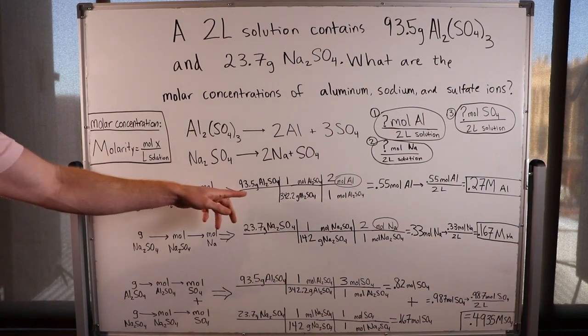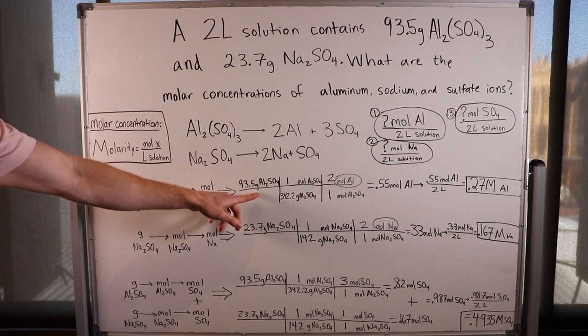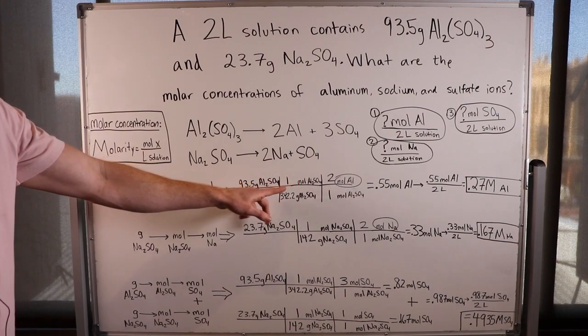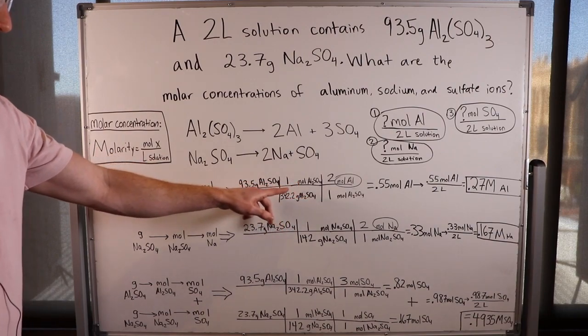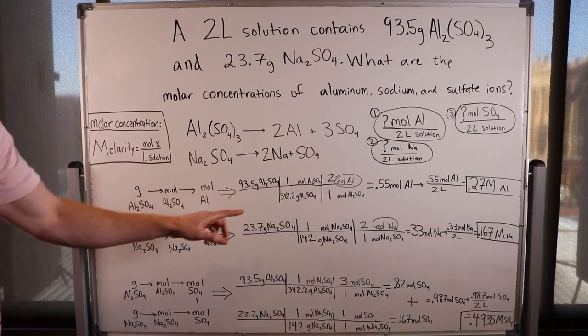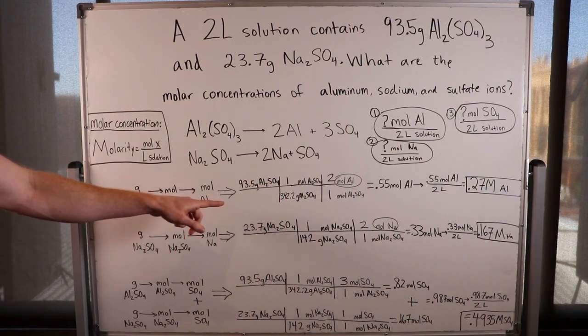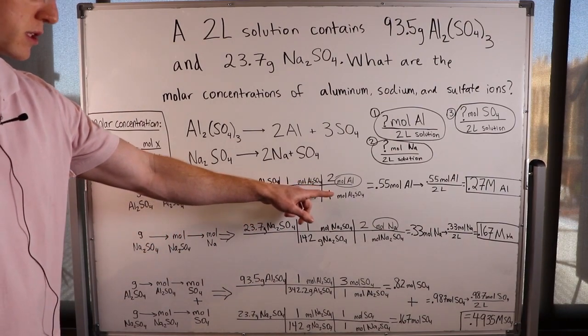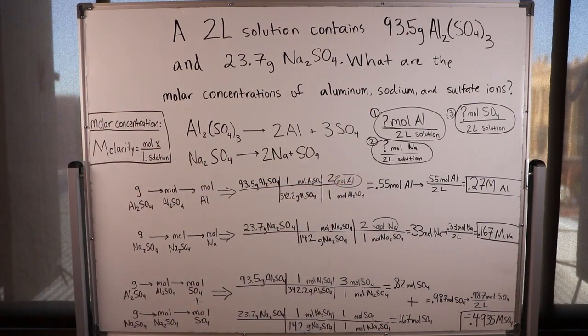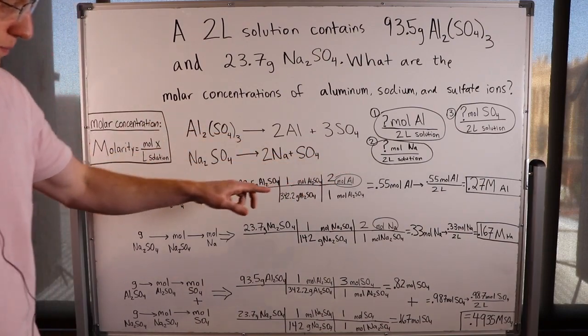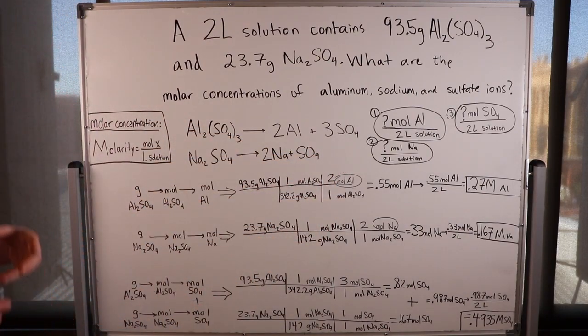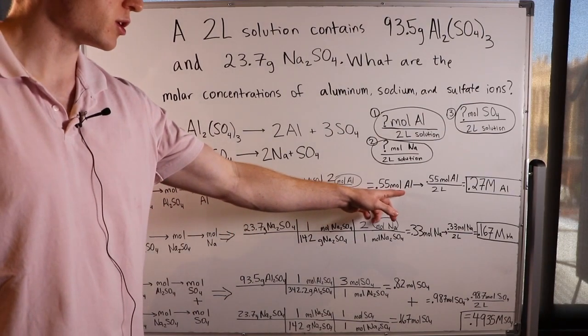So we'll take our initial amount of aluminum sulfate, change it to moles of aluminum sulfate, cancel these units out, and then we'll change moles of aluminum sulfate to moles of aluminum, right? Cancel these units out, and we end up with our desired units of moles of aluminum. When you multiply all the numerators out and multiply all the denominators out and divide those two numbers at the end, you should get 0.55 moles of aluminum.